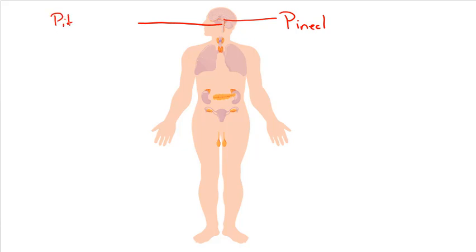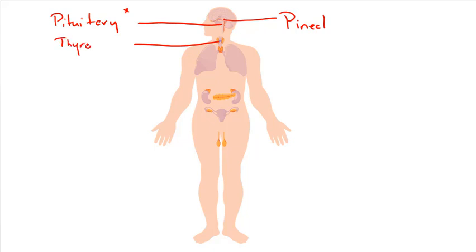Another gland found in the brain is the pituitary gland. The pituitary has a nickname. It's called the master gland because it affects every other gland and every cell in the body. One of its primary jobs is to make growth hormone, which dramatically affects cellular metabolism.